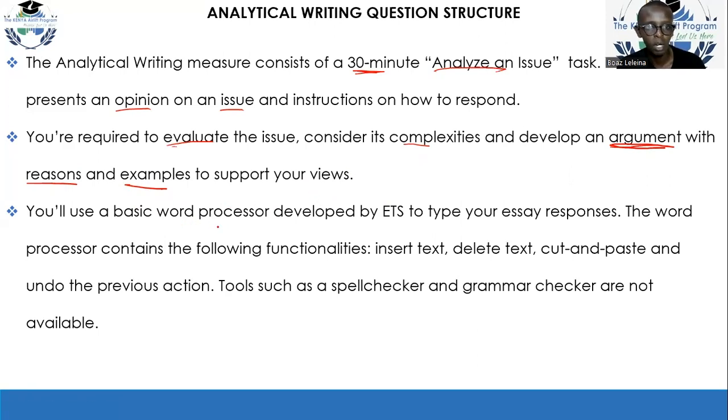You'll use a basic word processor. You're going to be provided with an interface by ETS, where you're going to be able to type your essay. The word processor contains the following functionalities. You'll be able to insert text. You'll be able to delete your text. You're able to cut and paste, and you're able to undo the previous action. So you can delete, you can insert, you're able to cut and paste. But you will not be able to have spell checkers within there.